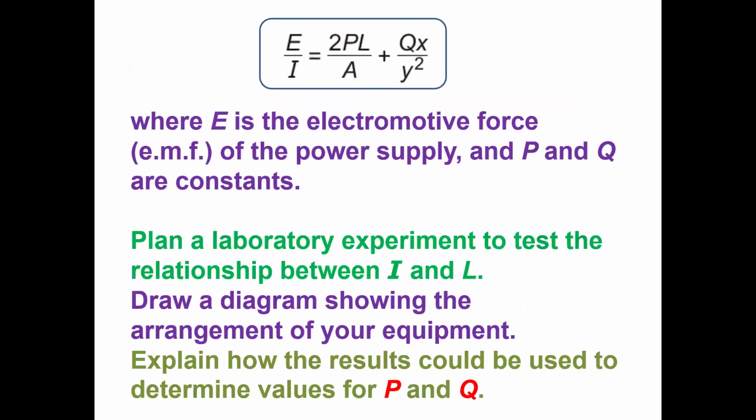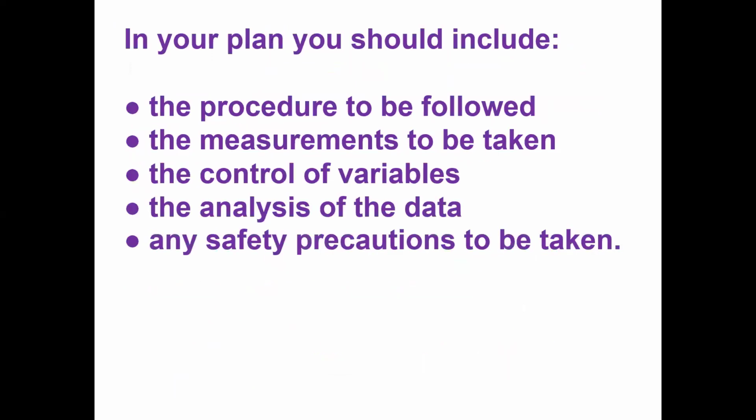The most important sentence is: plan a laboratory experiment to test the relation between I and L. Actually, this is a formal thing. These bullets are always there: procedure to be followed, the measurements to be taken, control of variables, analysis of the data, any safety precautions to be taken.